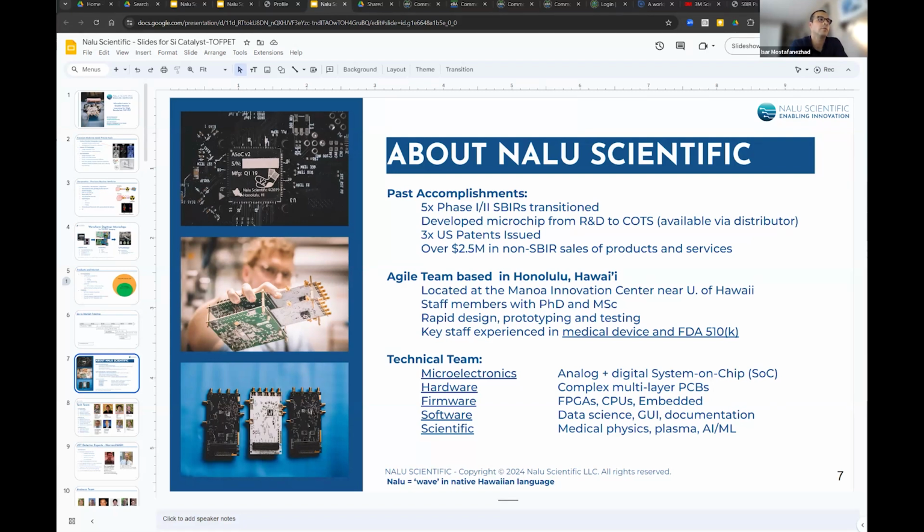And we're hoping to get more based on the portfolio of programs that we have going on right now, and we also have over $2.5 million in non-SBIR sales of products and services. Thank you, Cindy. And that has been growing more since we have a distributor now that we're working with to sell our products. So I can just park it there.